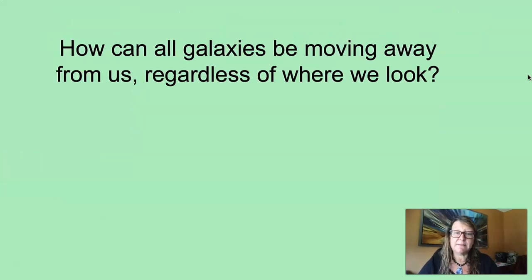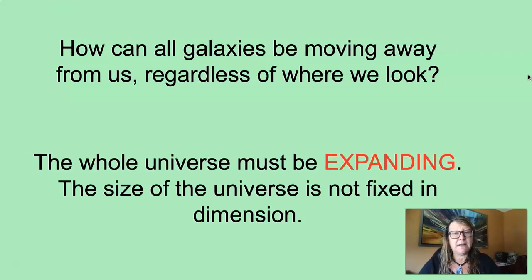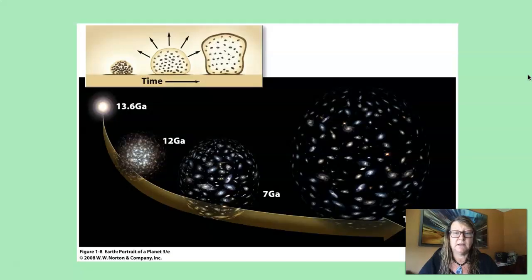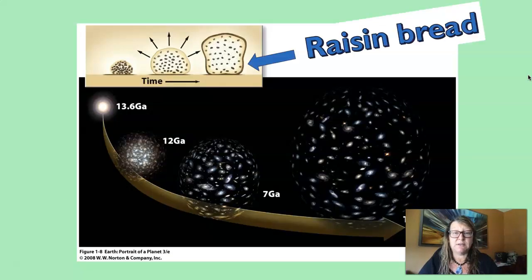So how can all galaxies be moving away from us, regardless of where we look? This implies that the whole universe must be expanding. The size of the universe is not fixed in dimension. It's changing. The analogy that's commonly used is the raisin bread analogy. And so what we have here is a dough with a bunch of raisins in it. And that dough rises over time.